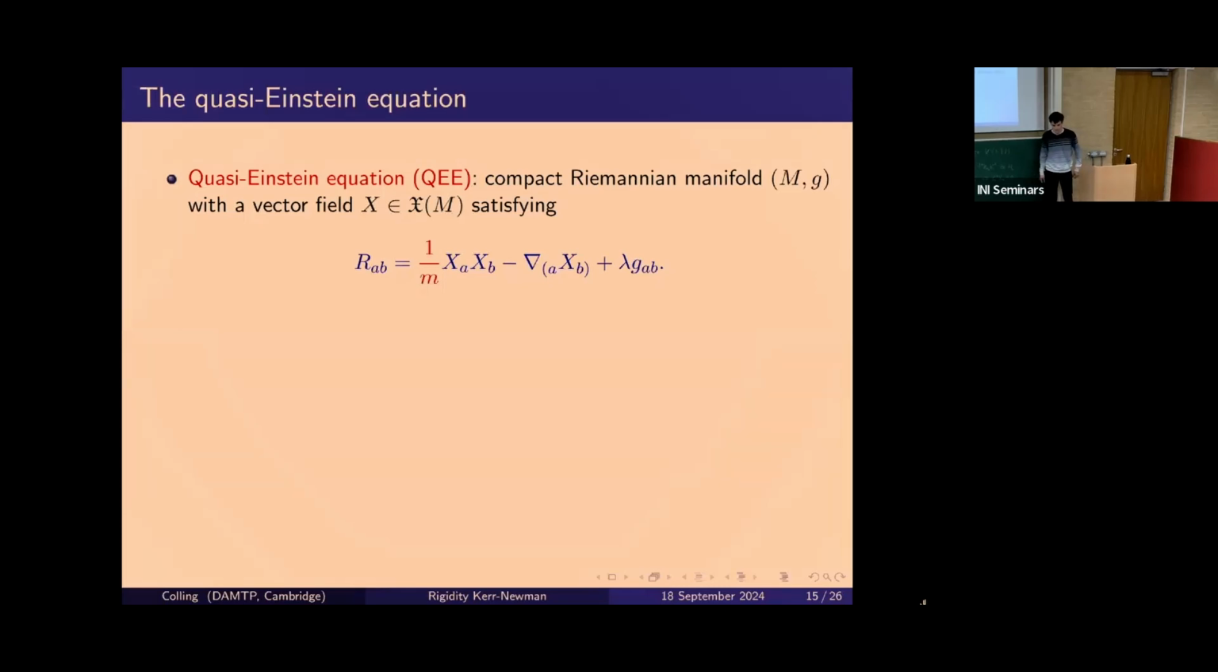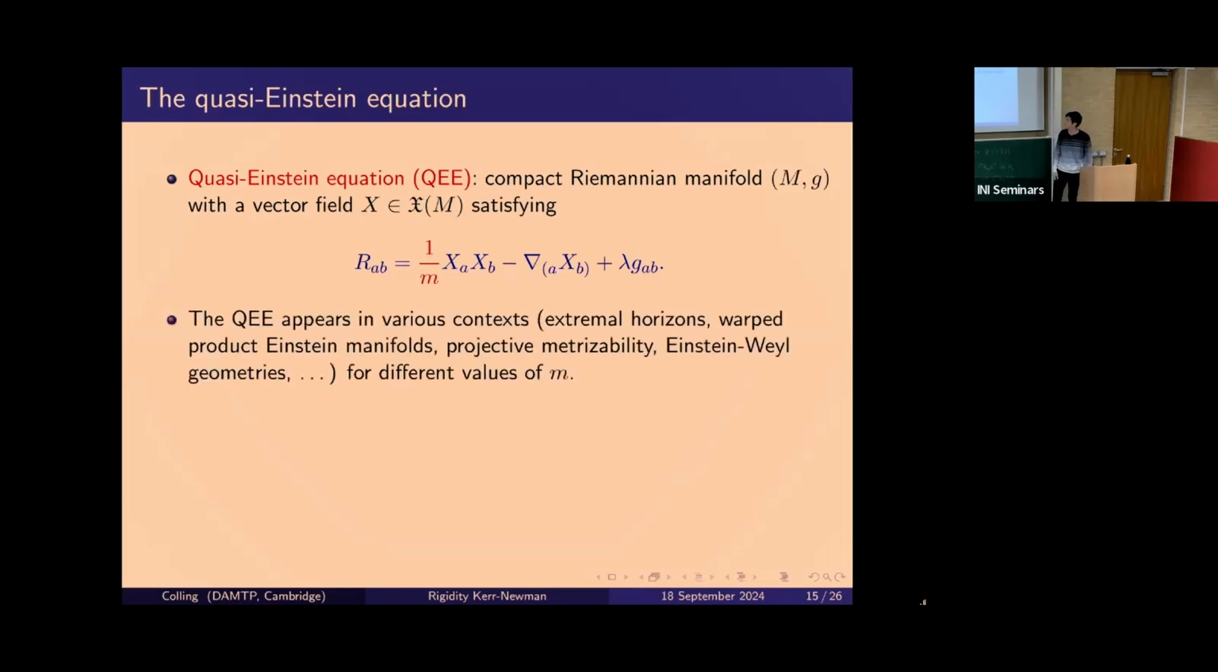So the reason for looking at this equation is because it appears in various contexts. It has some relations to some projective metrizability problems. It's related to the Einstein-Weyl equation and also to the problem of finding warped product Einstein metrics. And I'll talk about all of this in detail in my second talk next week. But for today, I'd just like to consider this equation in the context of trying to find a Killing vector.